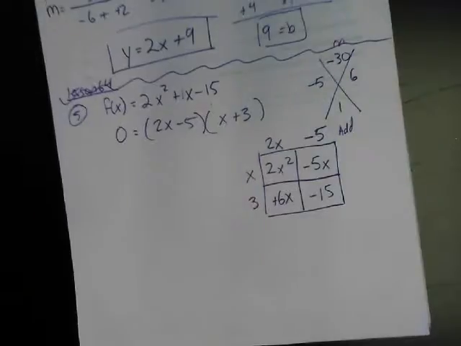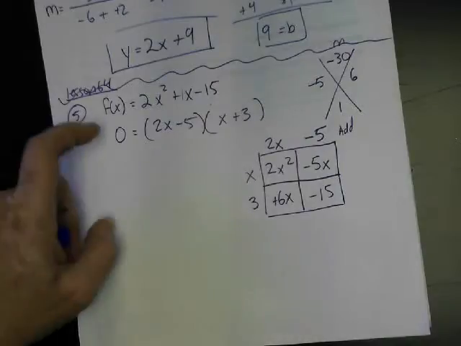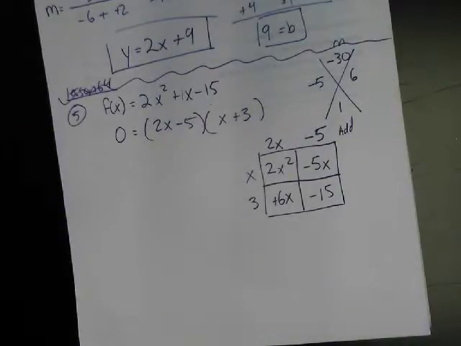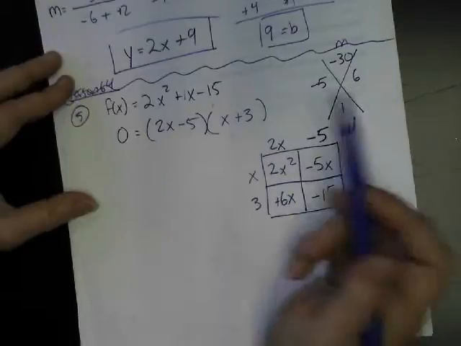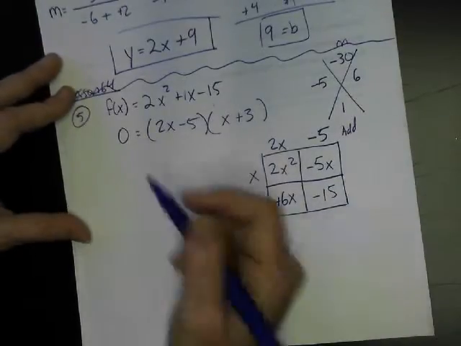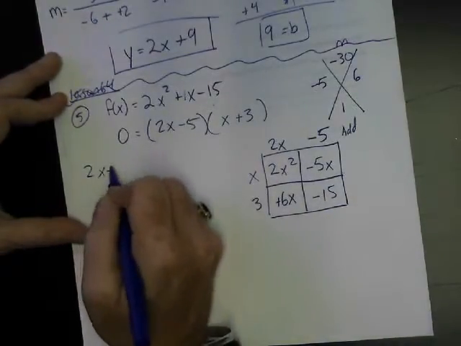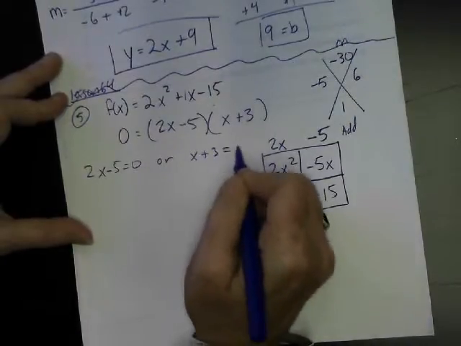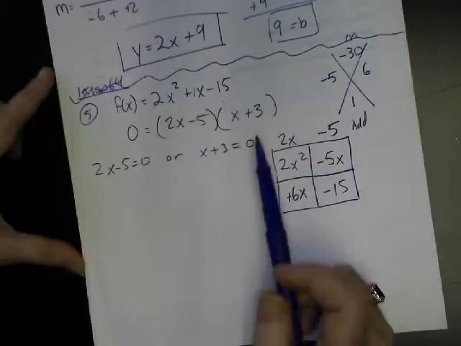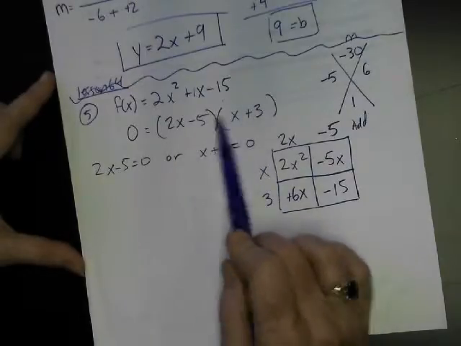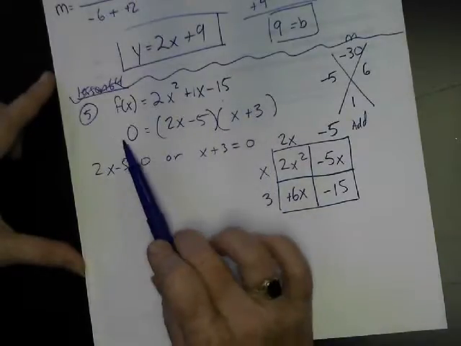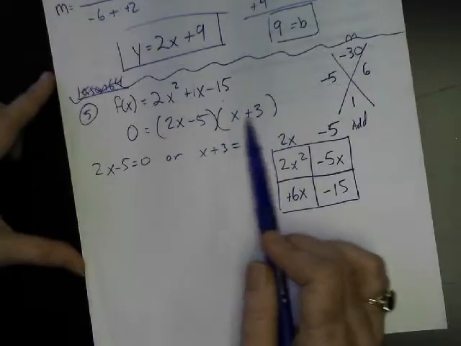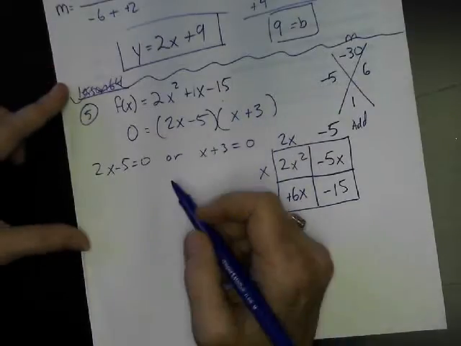Okay, and why did I set it equal to 0? Well, it asked me for the zeros of the function. So I want to find out what makes the function be 0. So then I use the zero product property. So that says 2x minus 5 equals 0, or x plus 3 equals 0. Because if they multiply by each other and get the answer of 0, one or the other must be 0. So that's why we do it like this.